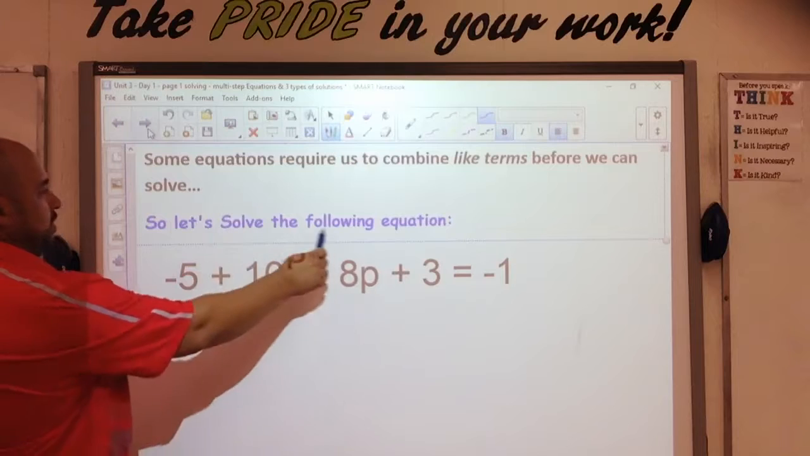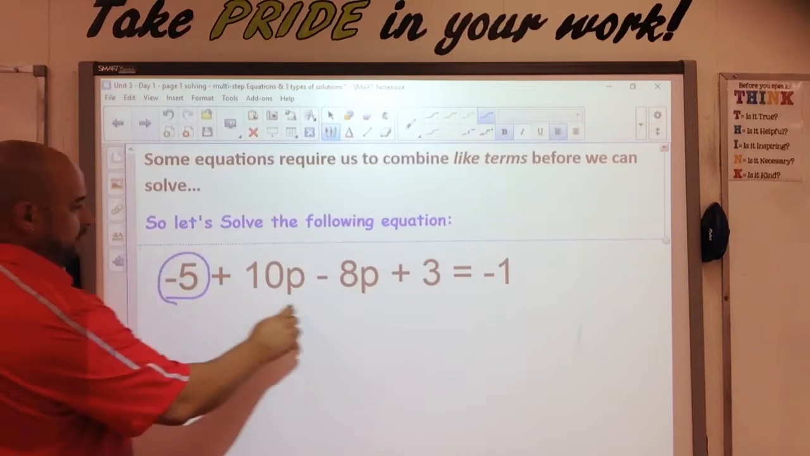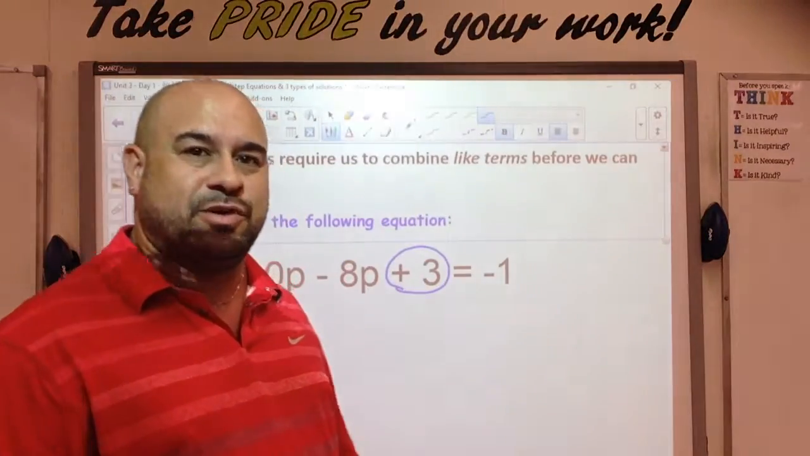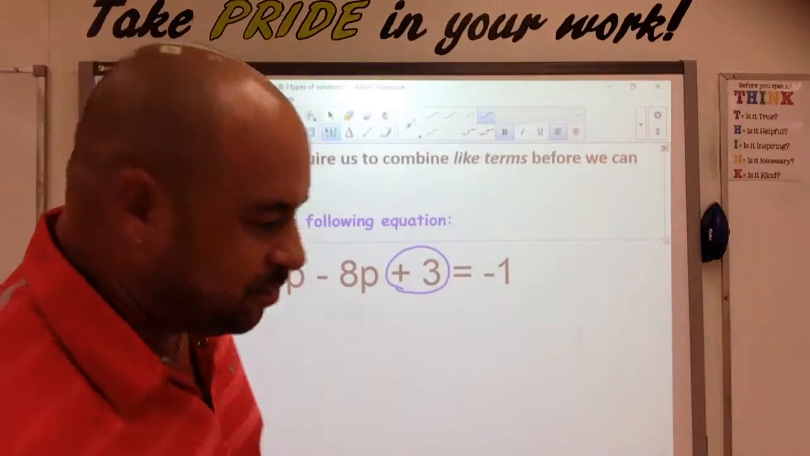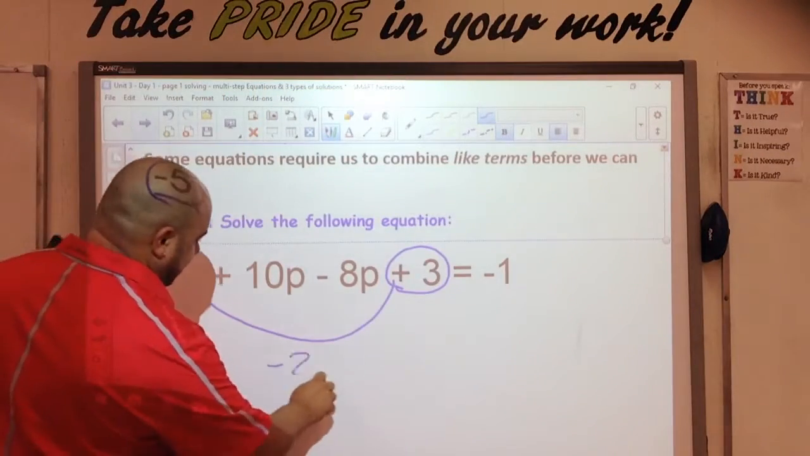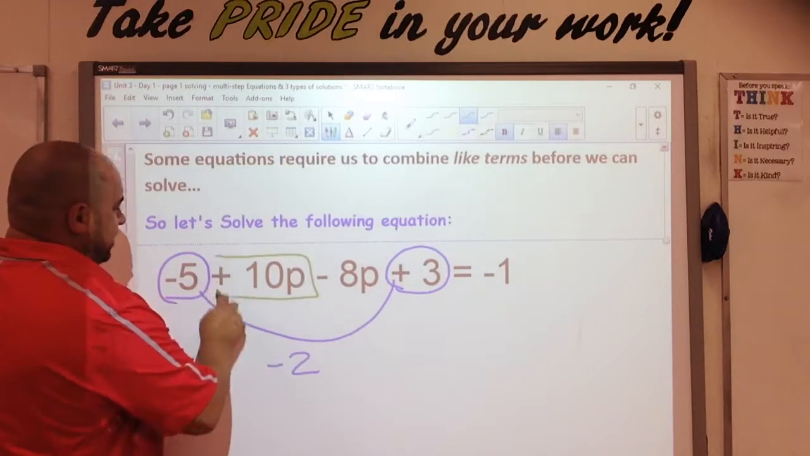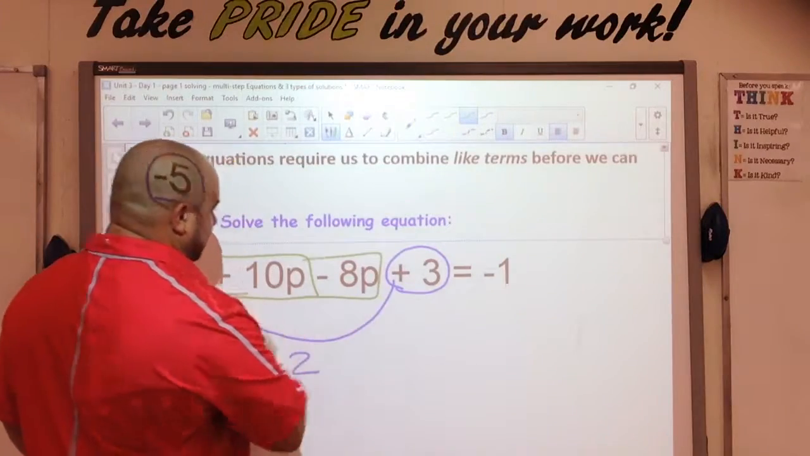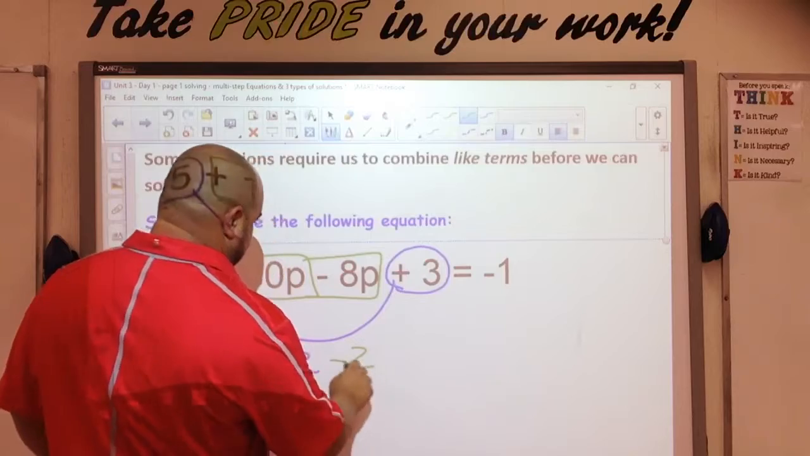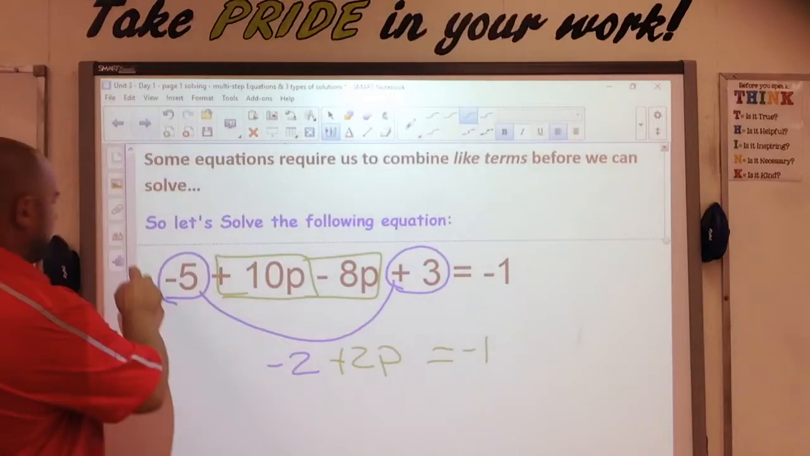So this is solving the following equation. So let's start. We have negative 5 plus 3. They're on the same side, so we're going to combine them just like an expression, and we put them together. Negative 5 plus 3 is negative 2. So we have positive 10 minus 8p. 10 minus 8 is 2. So you have positive 2p. Bring down the equal sign and negative 1.